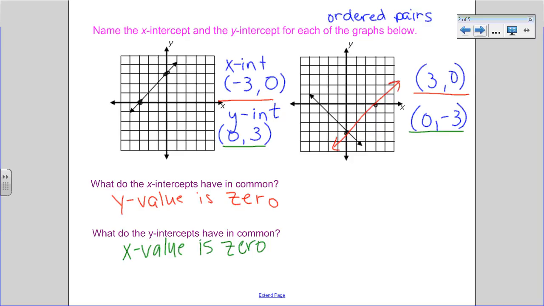Is the x value always going to be 0 on that y-axis? Yes. The y value is going to change, right? But this x value here is always going to be 0. So what we're going to do now, ladies and gentlemen, is use those characteristics of x and y intercepts to help us find them and then to graph them. So let's take a look at the next part.